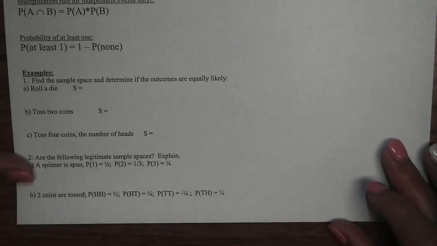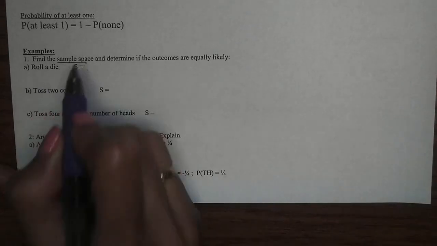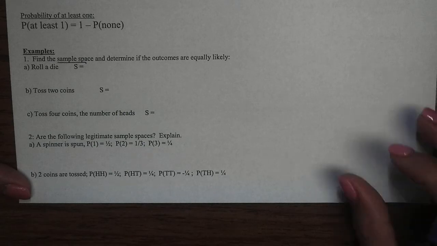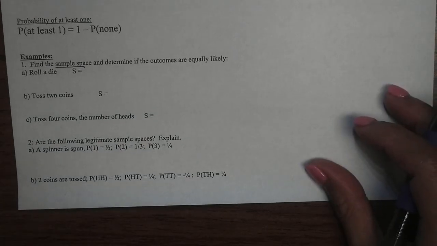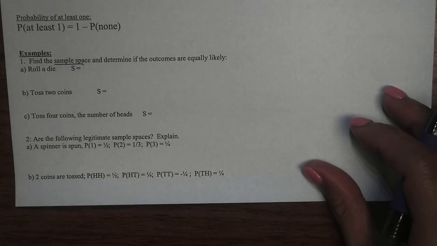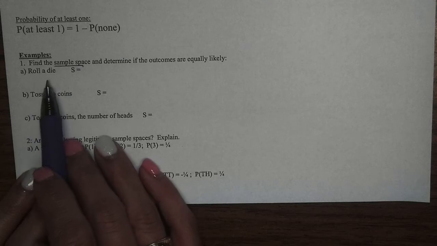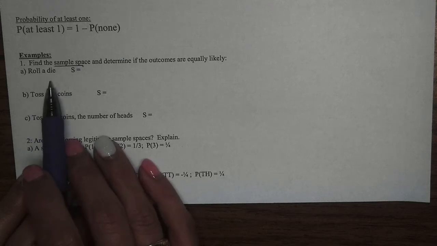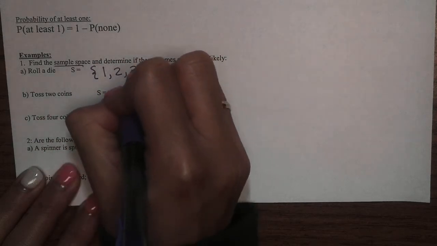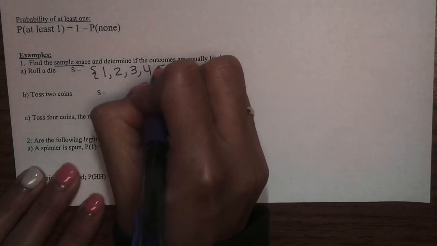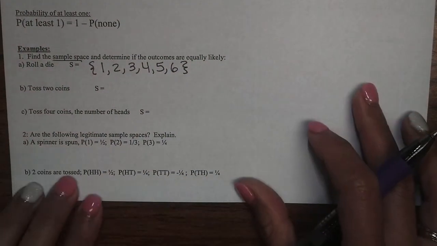So here's our first example, number 1. Find the sample space and determine if the outcomes are equally likely. If you look at your definitions, a sample space is the set of all possible outcomes for an event. So for example, letter A, if I were to roll a die, all of the possible outcomes for this event would be 1, 2, 3, 4, 5, 6, assuming I'm rolling a standard die.